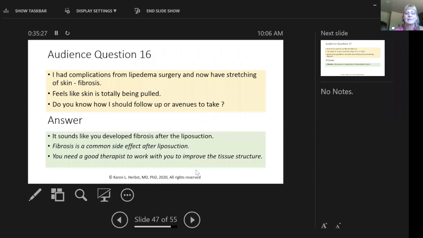Number 16, I had complications from lipedema surgery and now have stretching of skin and fibrosis. It feels like skin is totally being pulled. Do you know how I should follow up or avenues to take?